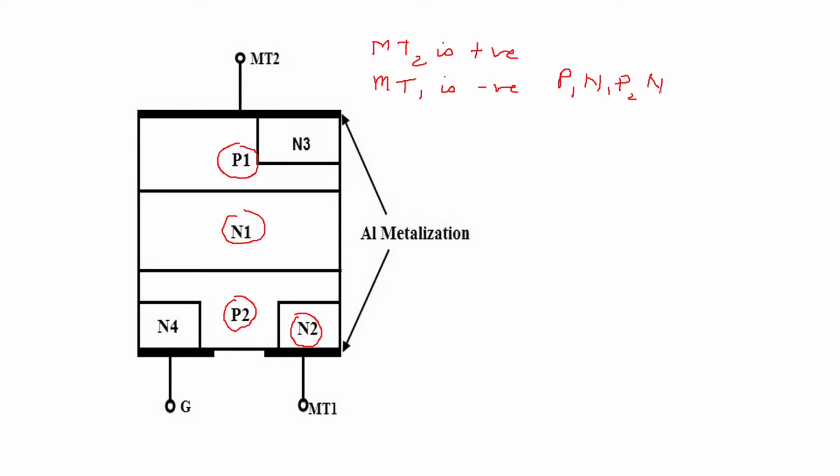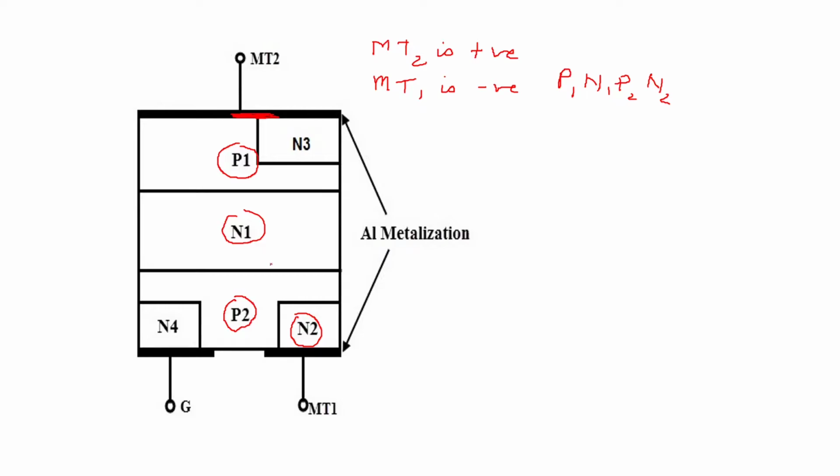P2, N2. Here you can see P1 and N3 are together connected in this metal contact. So whenever MT2 is positive and MT1 is negative, P1 will be effective, and P1, N1, P2, N2 will be the current flow for positive and negative gate pulse.